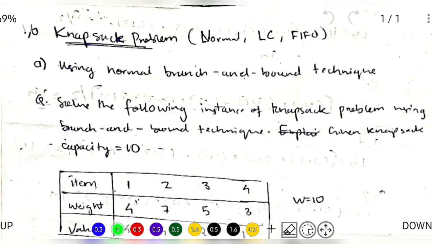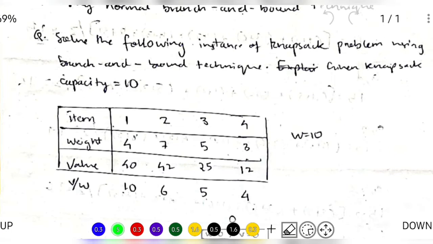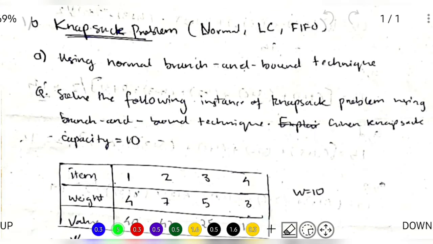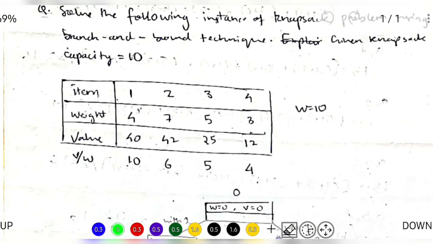And this is the optimal tour for the given problem. Under the knapsack problem, we have three types. First one is normal, second is LC, and the third one is FIFO. So we'll be discussing the first one, which is the normal branch and bound technique. In this, the type of question you can expect is: solve the following instance of knapsack problem using branch and bound technique. If they don't mention anything like LC or FIFO, at that time you can go with the normal method.